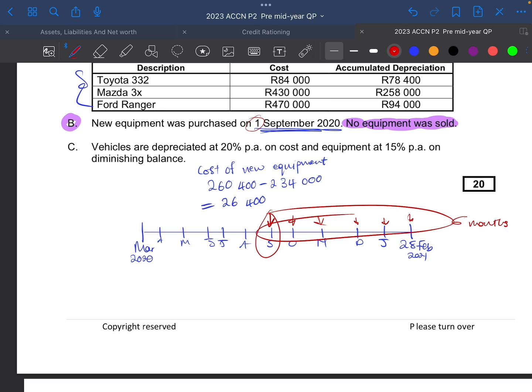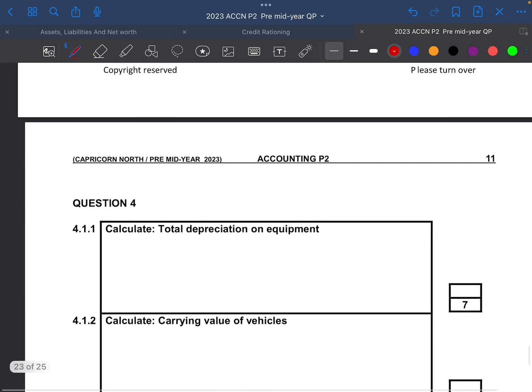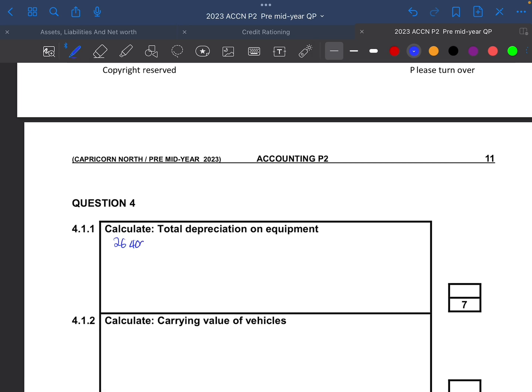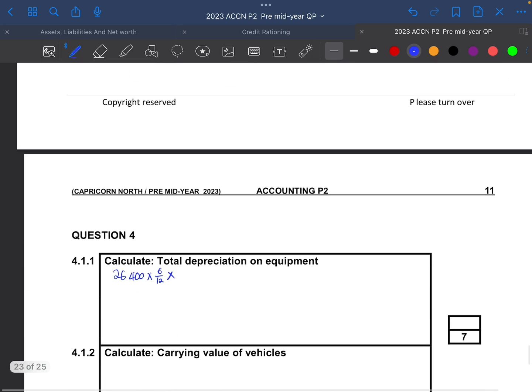Okay, so now you know how to calculate the depreciation. You have your cost, you have your duration of use, and then information C says vehicles are depreciated at 20% per annum on cost, and equipment is depreciated at 15% per annum on the diminishing balance. The reason I opted to start with the new equipment is that it doesn't have accumulated depreciation, so we don't really need to use any complicated amounts. So it will be just 26,400 multiplied by 6/12 multiplied by 15%.